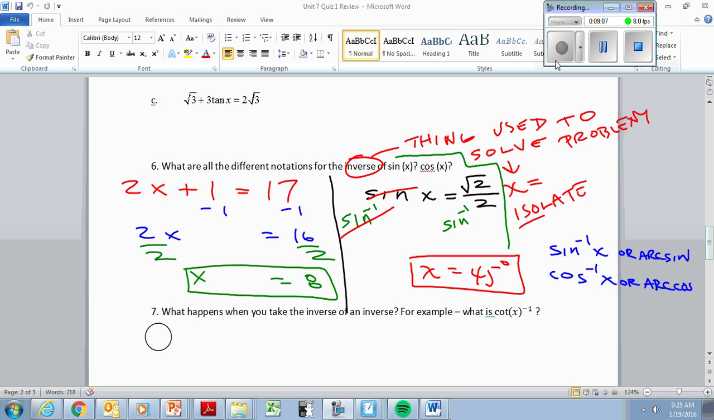Hey, what happens when you take the inverse of an inverse? It returns you to the original. That's what I'll write. It returns you to original. Whatever you had to begin with, if you do the inverse to it.